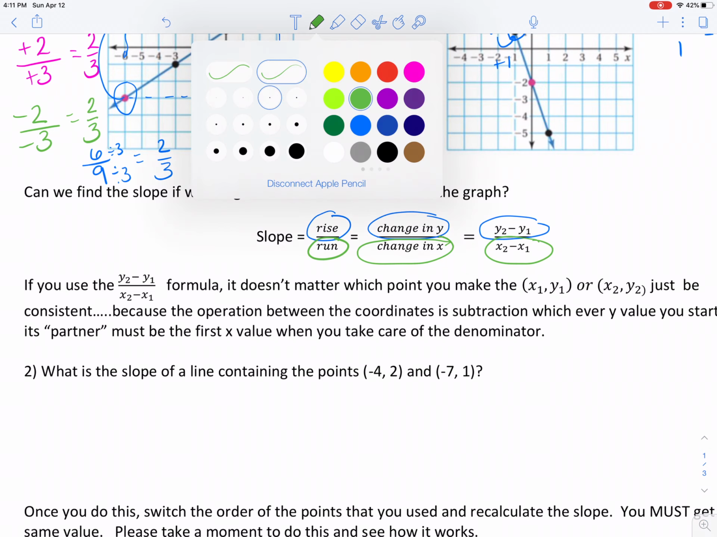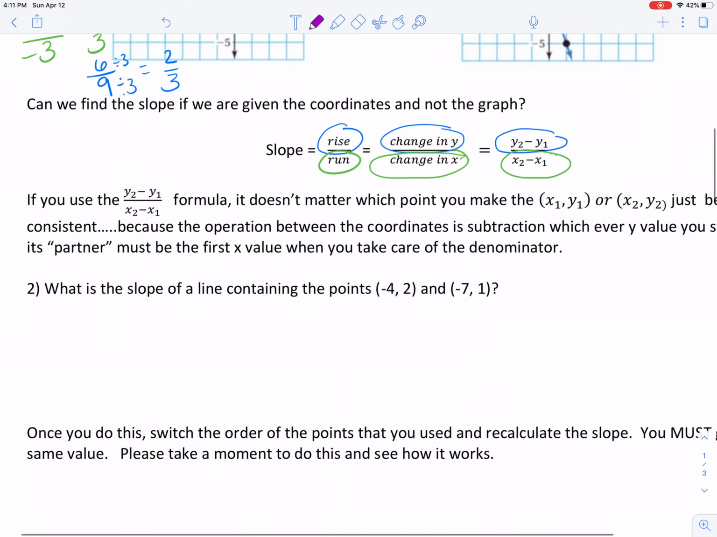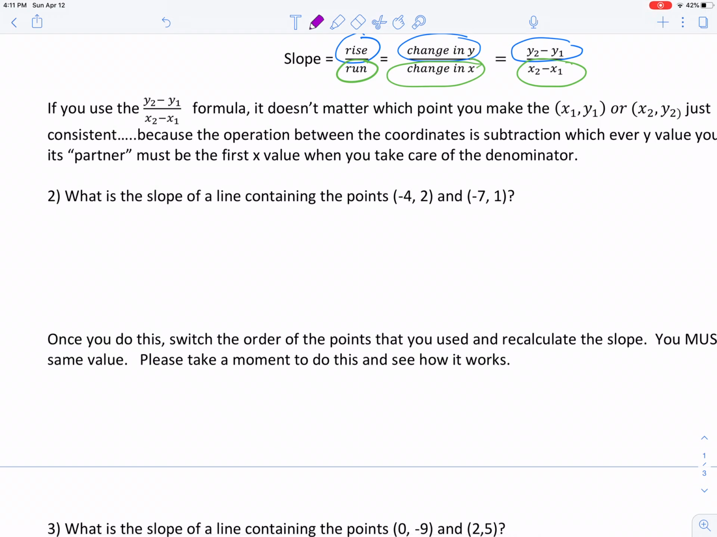So let's try the first one together. I'm going to do it 2 ways. I'm going to do it starting with the -4, 2, and then starting with the -7, 1, so that you could see that you get the same answer. So first, let's use the -4, 2 as our x1, y1, with the little 1 subscript, not an exponent. And the -7, 1 is going to be our x2, y2. So the first point I used the -4, 2, the second point the -7, 1. Now if you have graph paper, you could plot the points and count the boxes, and that's fine.